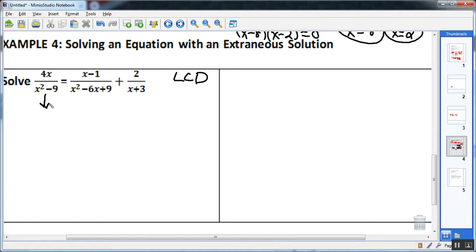X squared minus 9 is going to factor into, anybody know it? X minus 3 and what else? X plus 3. Excellent. How about the next one? X minus 3 and X minus 2. Absolutely. How about this one?